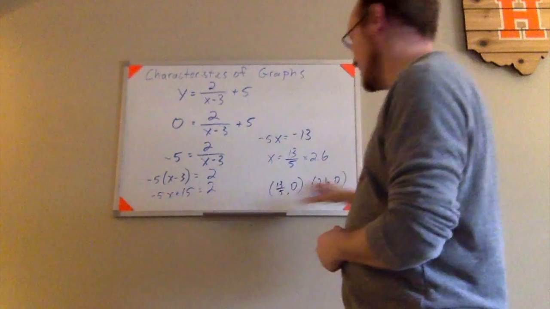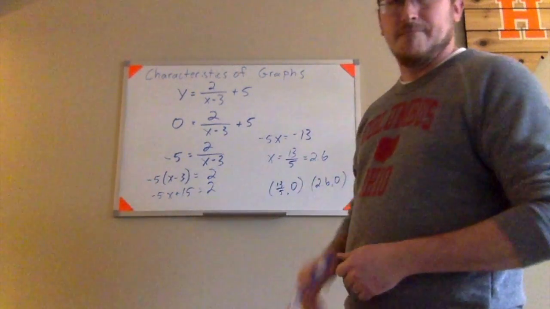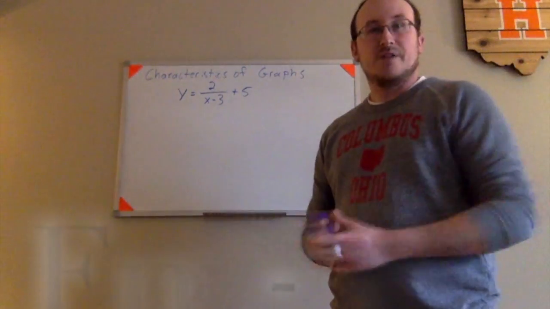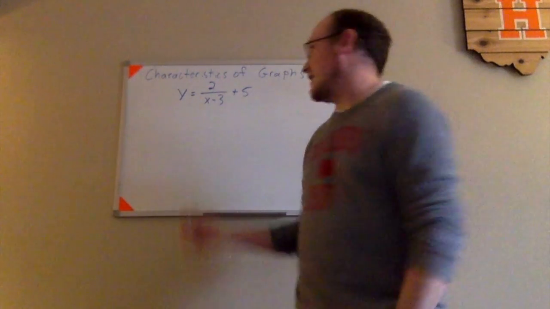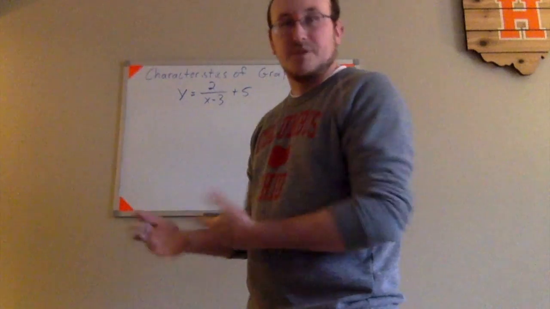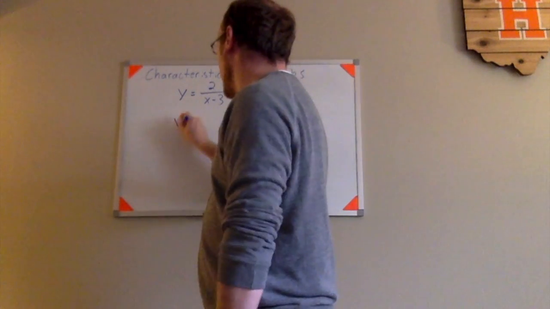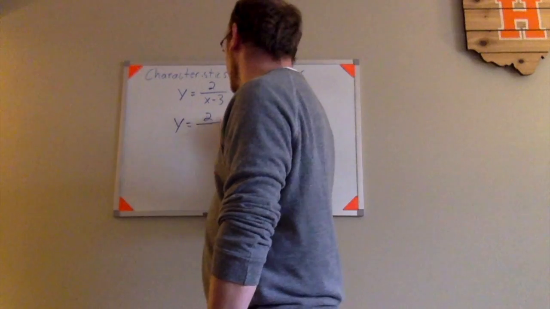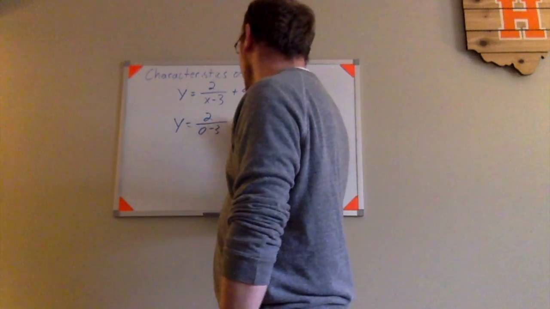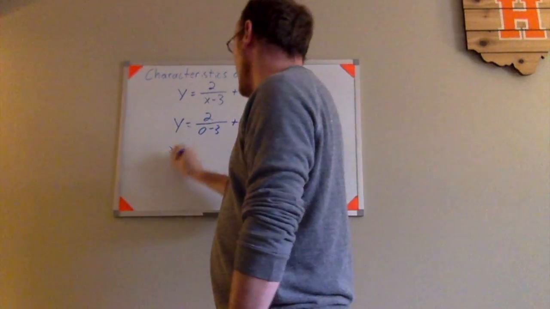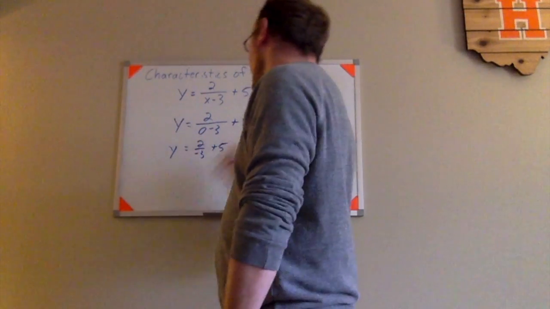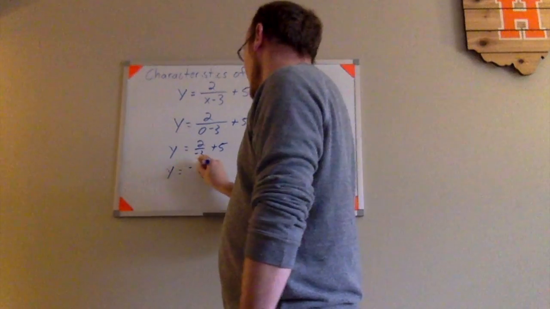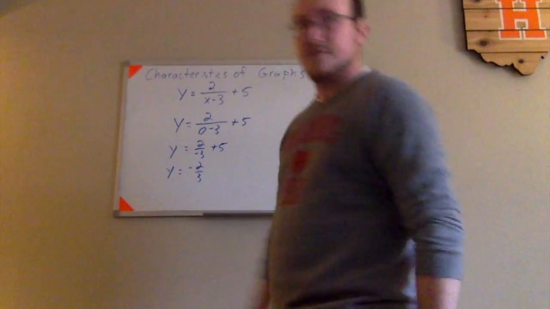But if you want to write it as the ordered pair, you certainly can, knowing that its y-coordinate would be 0. Now to find the y-intercept, we'll put 0 in for the x and solve for y. Actually, y will already be by itself, so we'll just have to simplify. So we'll have y equals 2 over 0 minus 3, plus 5. So we have y equals 2 over negative 3 plus 5. Put the negative out in front of that. So I have negative 2/3 plus 5.